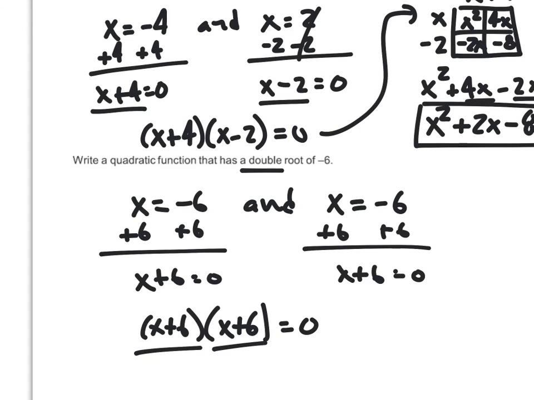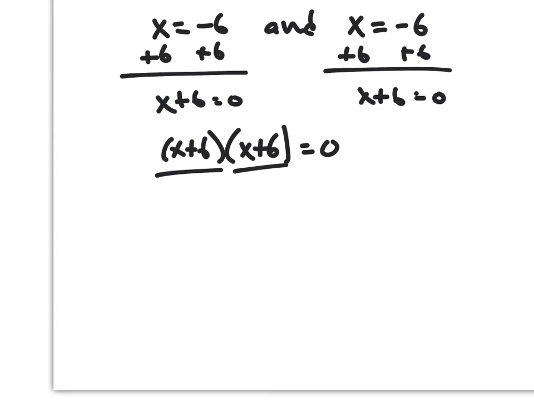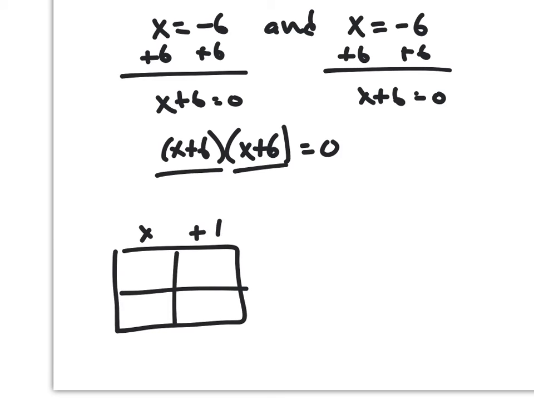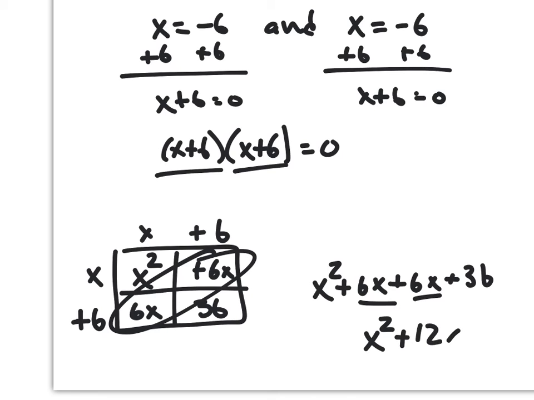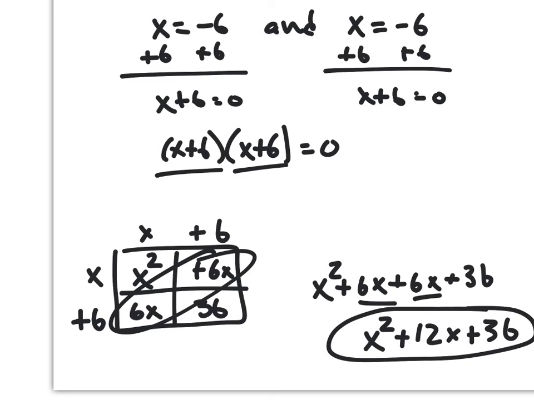Let's multiply these out using the box method, because remember the box method is my friend. So I've got x plus 6 and I've got x plus 6. So that's going to give me x squared plus 6x plus 6x and then plus 36. Combine my like terms in the middle. Add my middle terms, and so I get x squared plus 12x plus 36. And that is my quadratic.